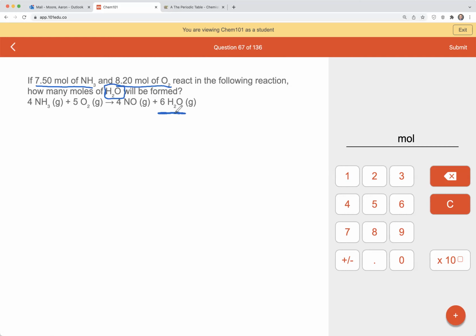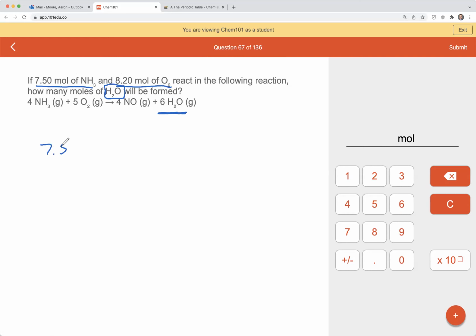But in our case, we're told that we want to figure out how many moles of water will be formed, right? So we're going to do that with each one of these starting numbers, two different calculations. And at the end, we'll see that one of them results in a smaller amount of water being produced. So that identified the limiting reactant, and it also identifies the theoretical yield, which is the actual answer to this question. When you get the theoretical yield, you've also got the answer to the question in units of moles.